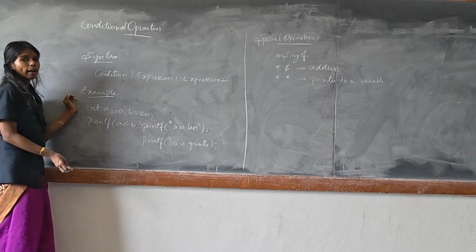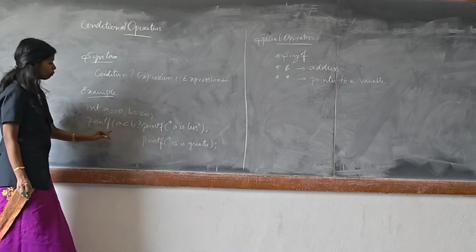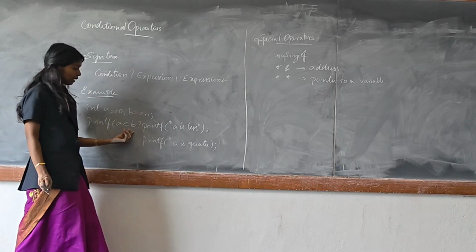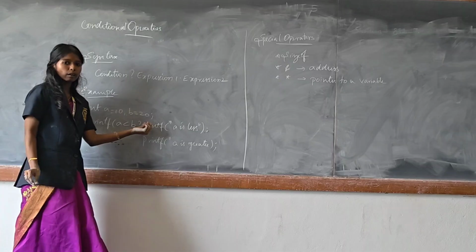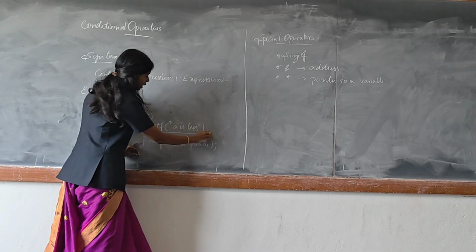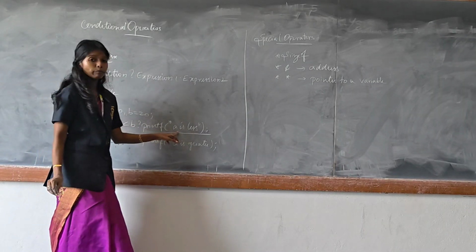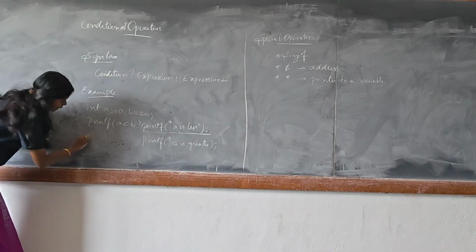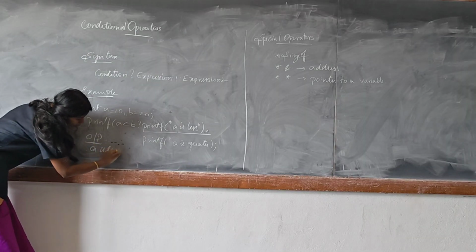Here is a small example. The a value is 10, the b value is 20. First I have given the condition a less than b. Since 10 less than 20 is true, the condition is true. If the condition is true, the first expression is evaluated. So the output is: a is lesser.